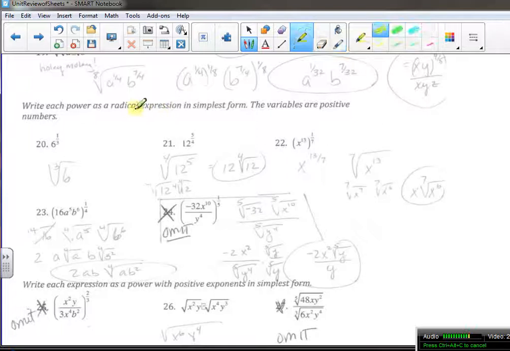And you can see that in this set of instructions here where it said express in simplest form, and that meant get rid of the fractional exponents.